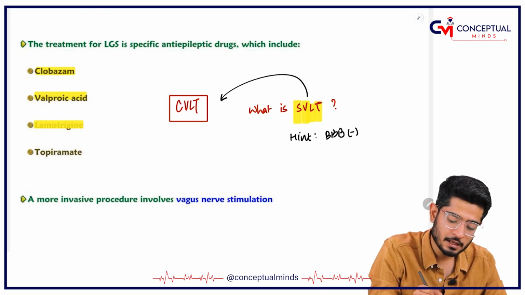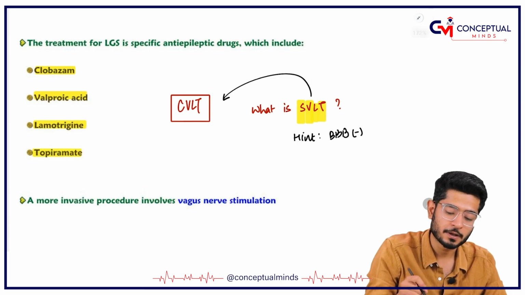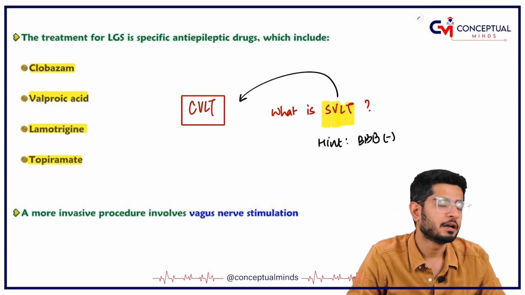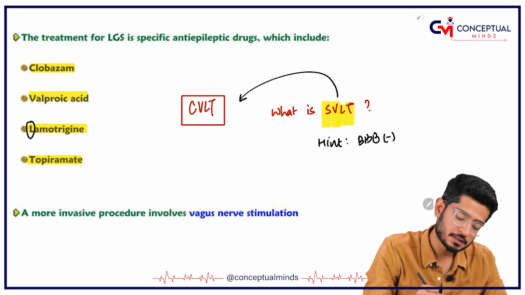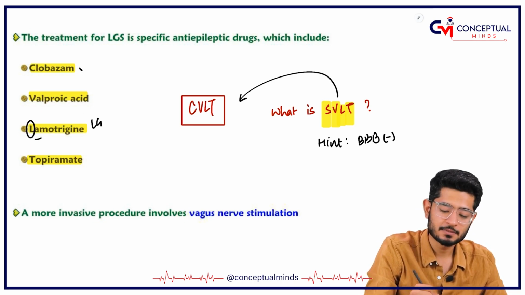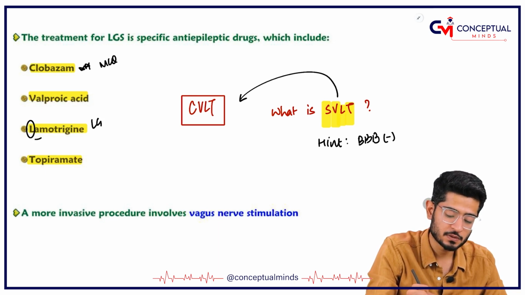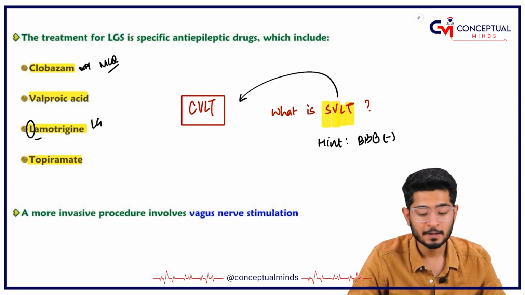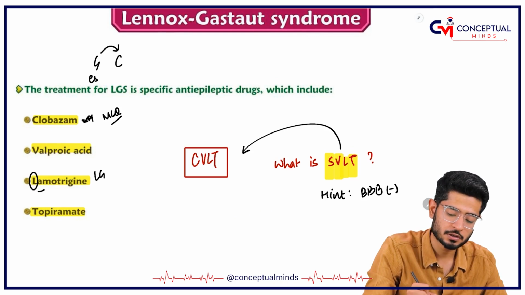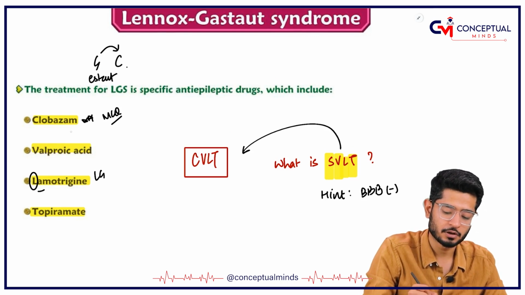Clobazam, valproic acid, lamotrigine, topiramate. Okay, these are the anti-epileptic drugs which are used in LG syndrome. In fact, one which you can remember is lamotrigine, from L lamotrigine. L is LG syndrome, but clobazam is something which has been asked in an MCQ also. So clobazam, please don't forget. Just a trick to remember is Gastaut. G and C look very similar, so you can remember G for Gastaut, and then of course C for your clobazam.